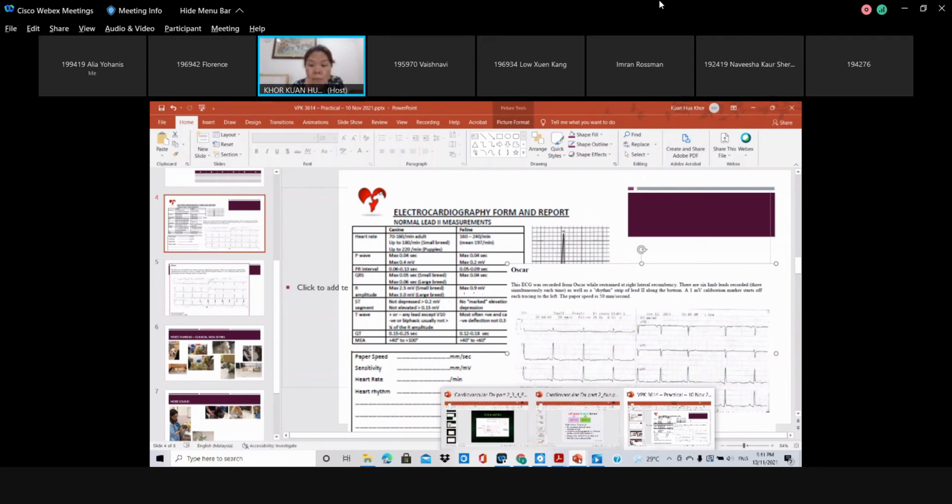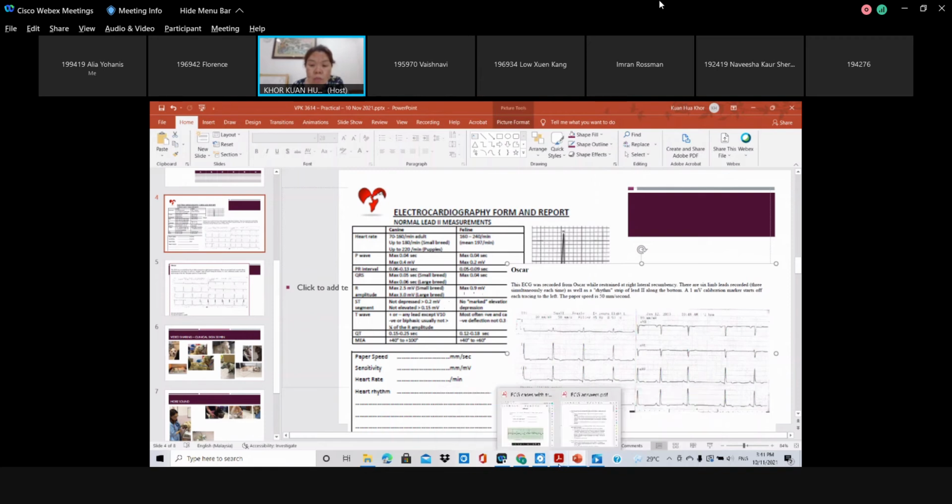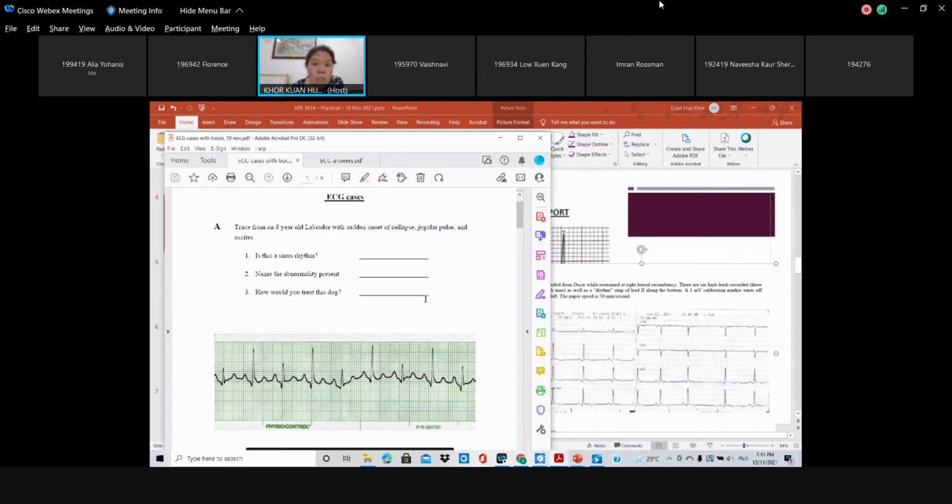No questions? Okay. Can you all see this now? ECG cases? Can you all see the screen? Yes. Okay.